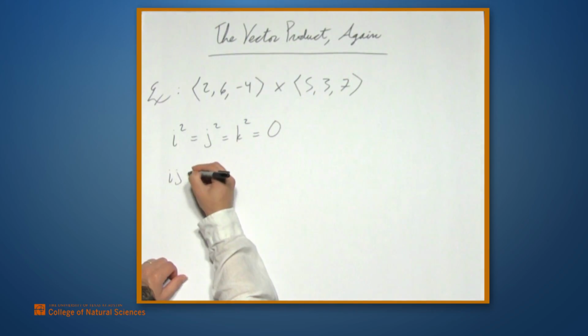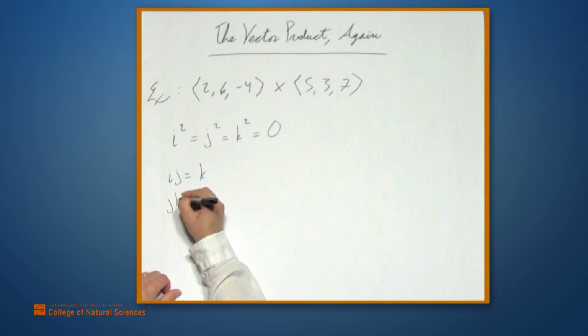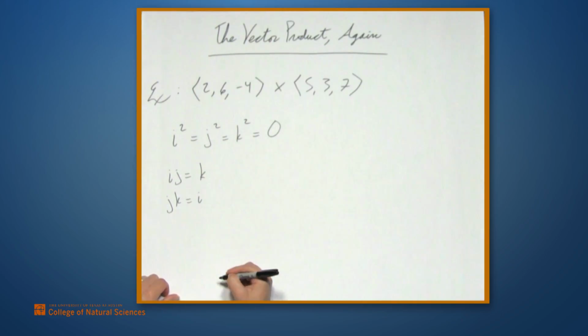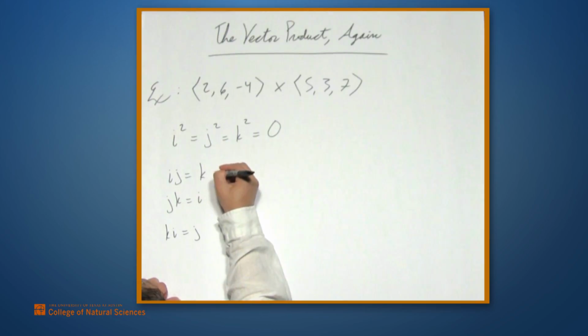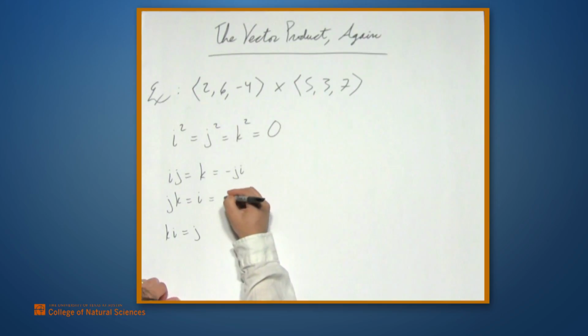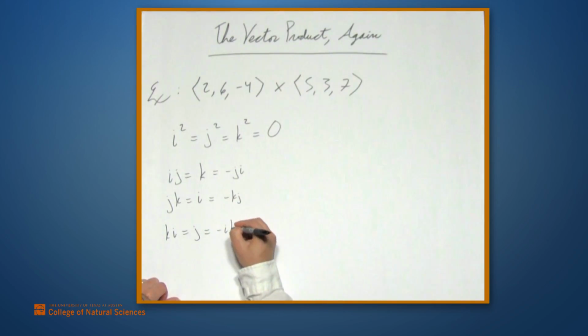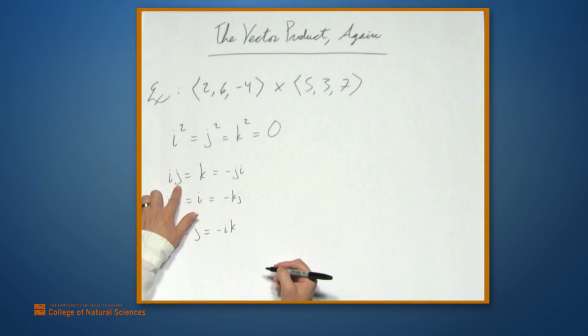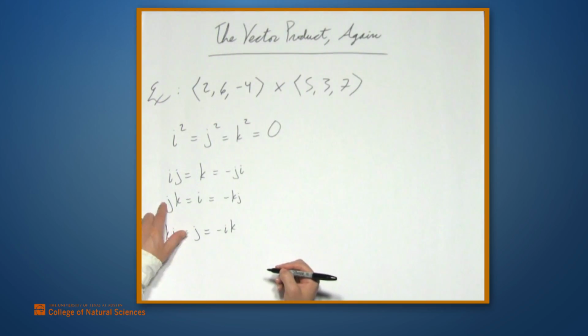Similarly, we know that ij is k. We know that jk is i, and we know that ki is j. k also equals negative ji, i is negative kj, and j is negative ik. In other words, if we flip the order of i and j to ji, we don't get k, but negative k, and likewise for jk and ki.